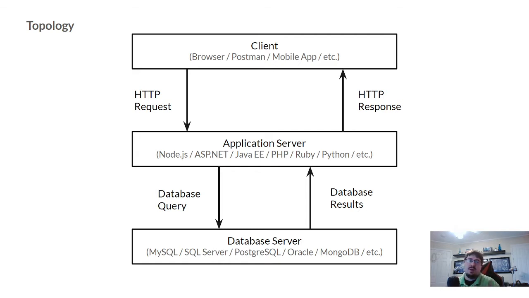Okay. So in general, that client connects to your application server. So your application server is where we're writing the vast majority of the code. That's where all of our back-end code is actually executing, is on the application server.